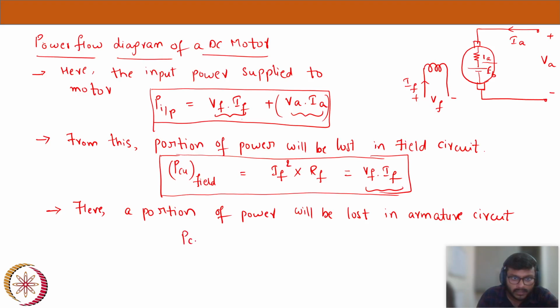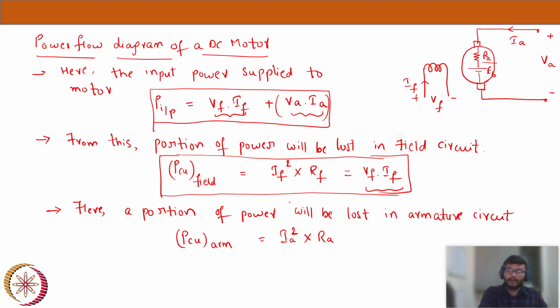Now this is also copper loss only, because it's an I square R loss, but in the armature. It is equal to the current flowing through the armature, that is Ia square, multiplied by the armature resistance. So here I write the small Ra, resistance. We cannot write it as Va, because Va is the total armature supply. Let's put it as Ia square into R.